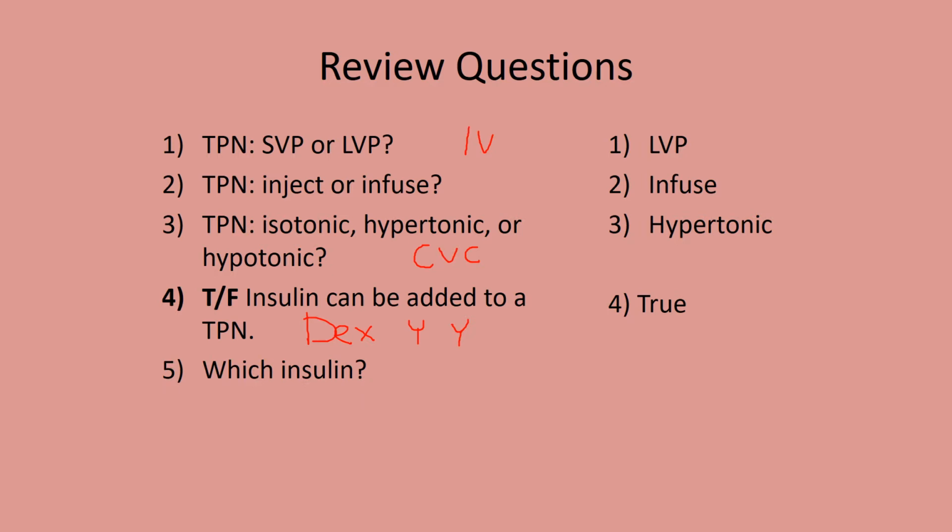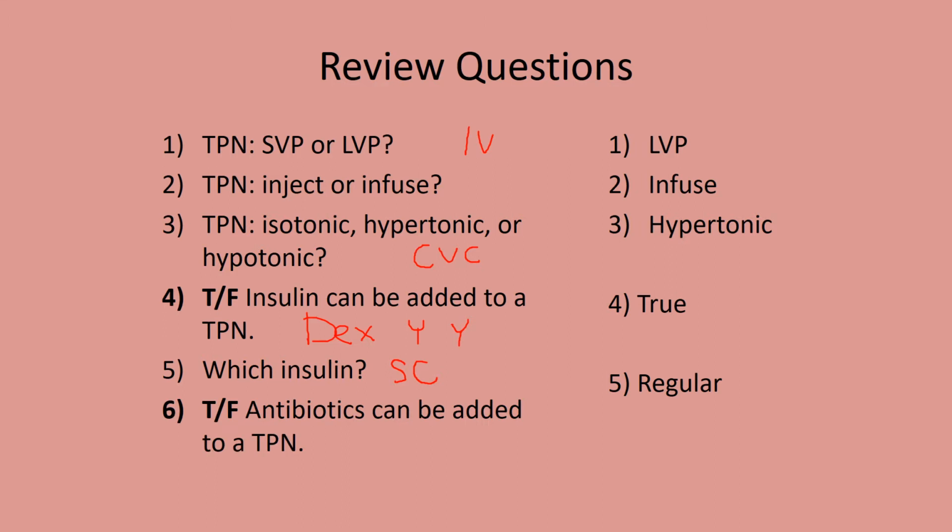Which type of insulin can be infused? So most insulin, or actually all insulin, must be given subcutaneously, except regular insulin. It's the only insulin that can actually be infused. Can we add antibiotics to a TPN? Total parenteral nutrition. Are antibiotics used in nutrition? False. So antibiotics are used to treat infection. TPN is used to treat your nutritional needs.